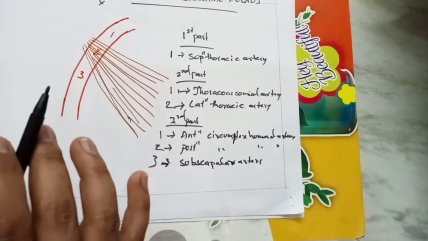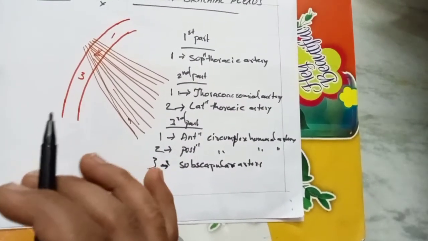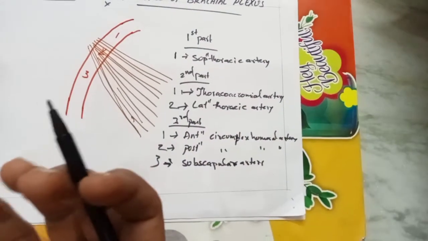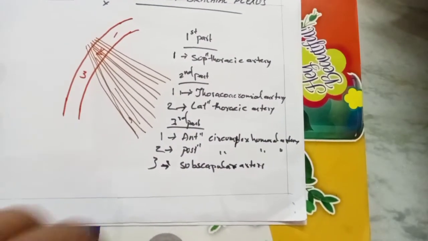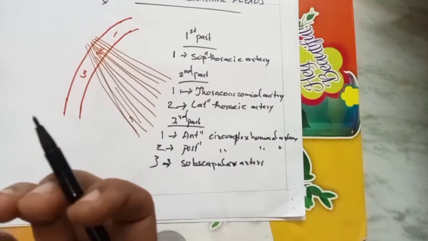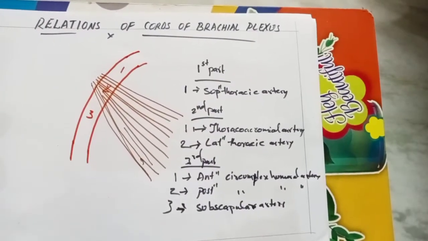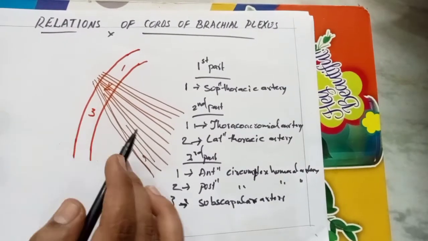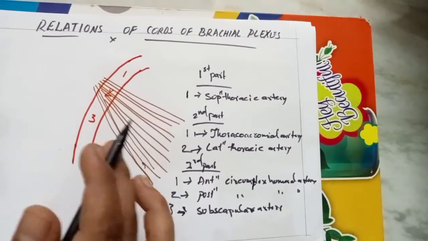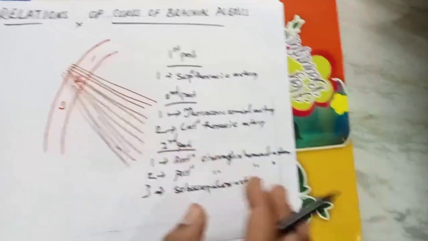Now the picture comes. Many times we are often confused from the dissection point of view. How to identify all the chords of the brachial plexus, and which nerve is present medial, which nerve is present lateral, which nerve is present superior, anterior, posterior? Such a confusion might be there. So I just want to show these relations of the axillary artery with the chords of the brachial plexus.